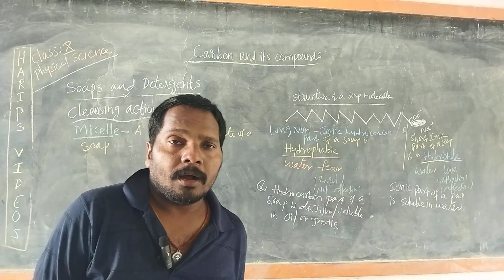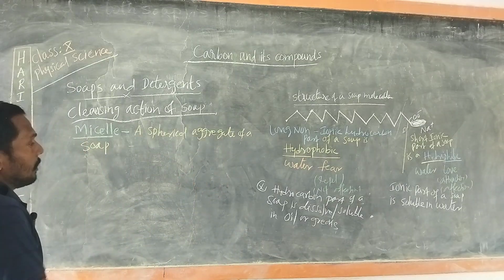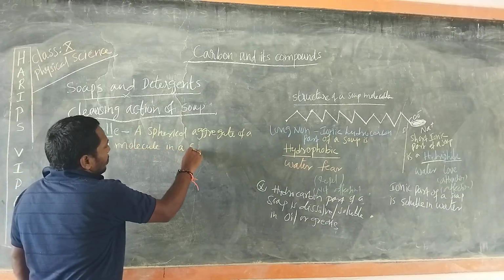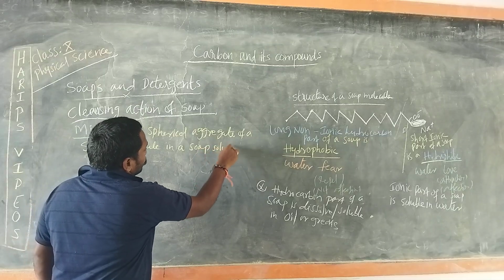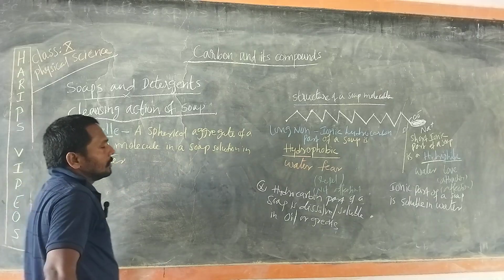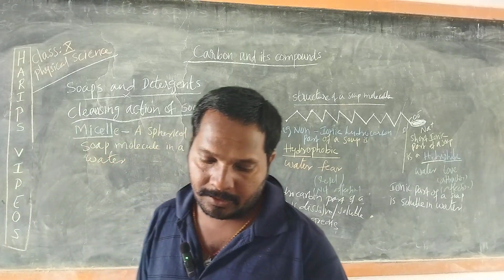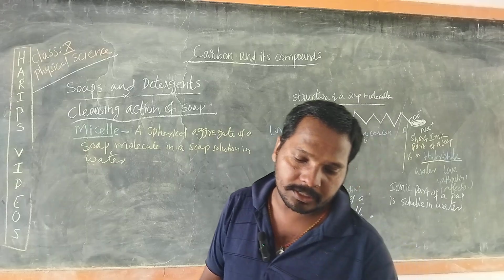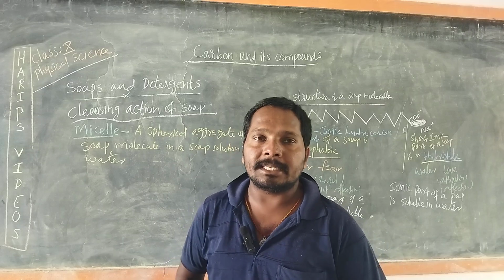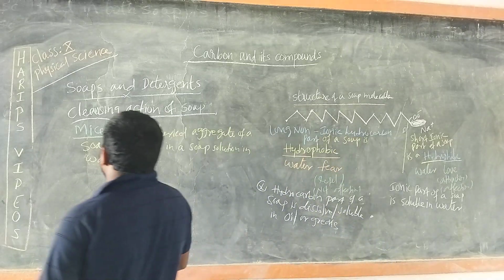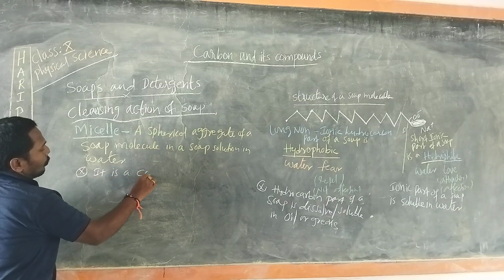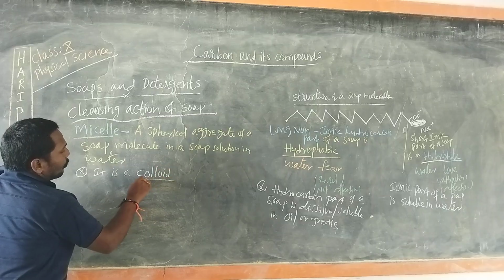How is this soap micelle obtained? A spherical aggregate of soap molecules in a soap solution in water is called a micelle. So micelle is one of the examples of a colloid.